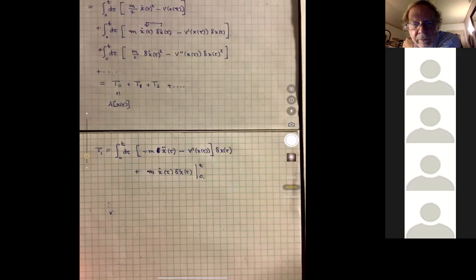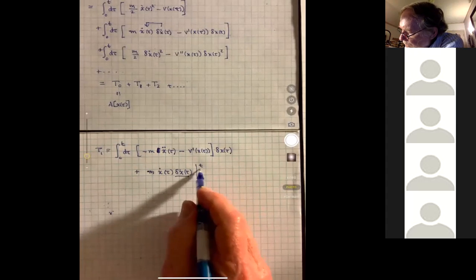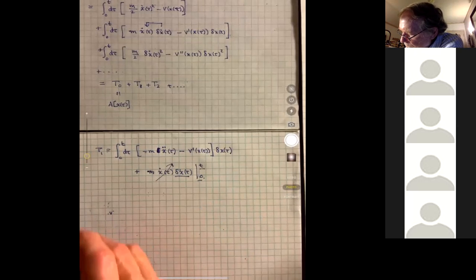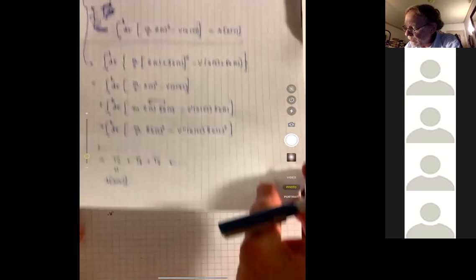Okay. But this boundary term vanishes because delta x vanishes at the endpoints. So it goes away. As far as T2 is concerned, let's look at that, the second order term. Here it is.